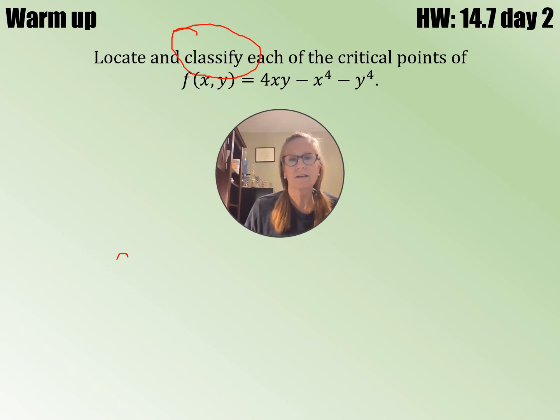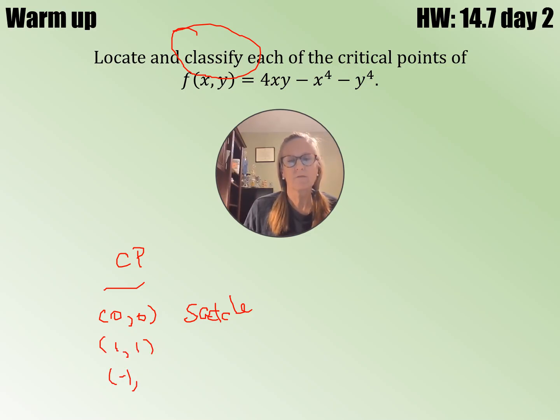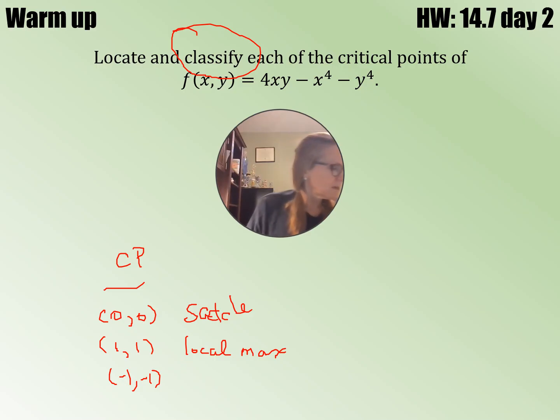I did get critical points of 0, 0, and that one was a saddle. I got 1, 1, and I got -1, -1, and 1, 1 was a local max or relative max, and -1, -1 was also a local max.